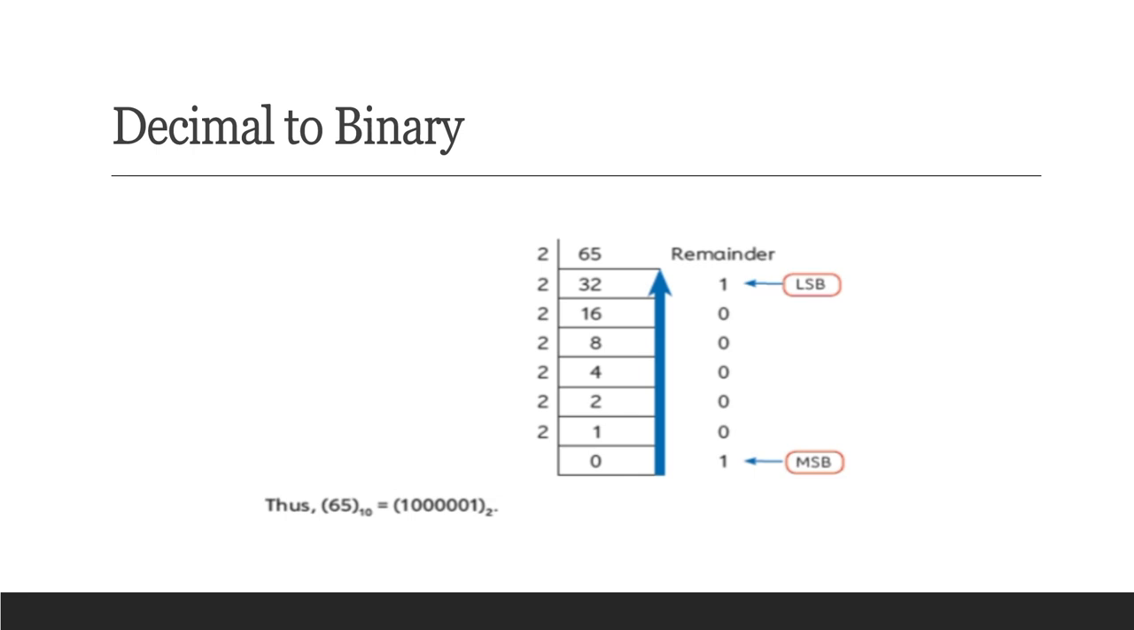So this is the MSB. So now we will write the binary numbers from bottom to top, like from MSB to LSB. So the 65 with base 10 should be represented as 1 0 0 0 0 0 1 with base 2.